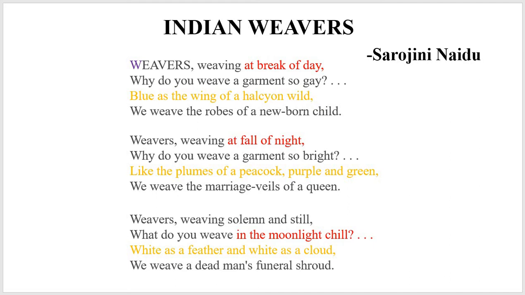So here, dawn represents birth and it relates to the childhood of a person. Childhood is attractive like the blue color. And thus, the break of day and blue as the wing of a halcyon wild refer to the first stage of human life, that is childhood, which is very bright and happy.